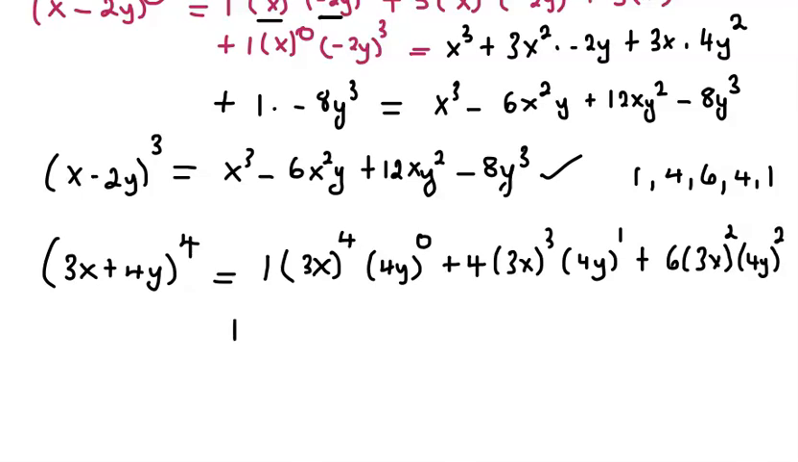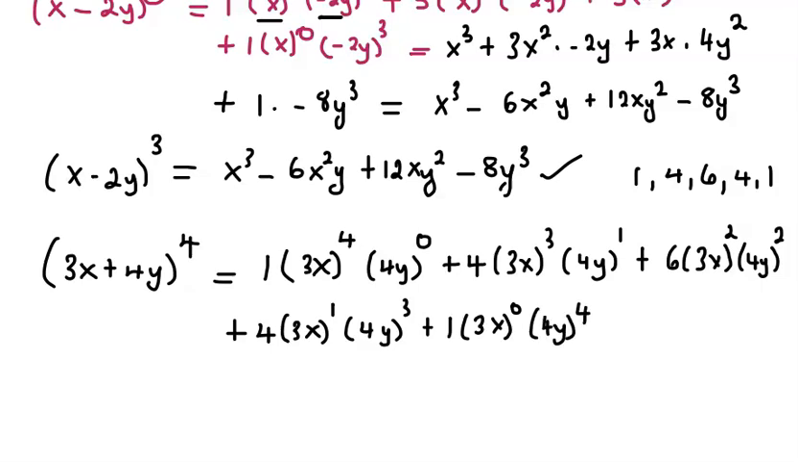So here we have plus the next coefficient is 4, multiply by 3x, the power will be 1, then multiply by 4y, the power will be 3. Then plus the last coefficient is 1, multiply by 3x to the power of 0, right? Then multiply by 4y to the power of 4.